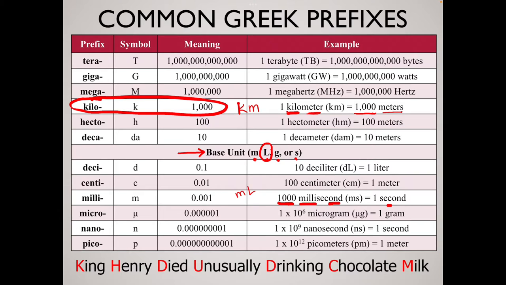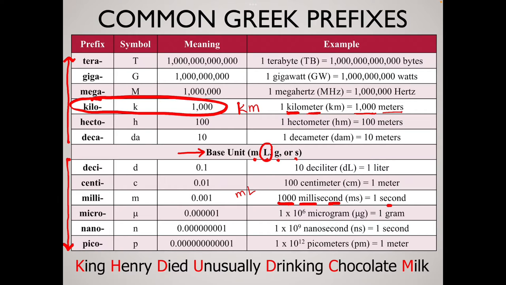So milli means very, very small. So everything down here, all of these prefixes are making your unit smaller. And all of these prefixes are making your unit bigger. And you'll notice though, they're all moving by a power of 10. So you're not having to remember these conversions like there's 12 inches in a foot or 3 feet in a yard. These are all going by powers of 10.